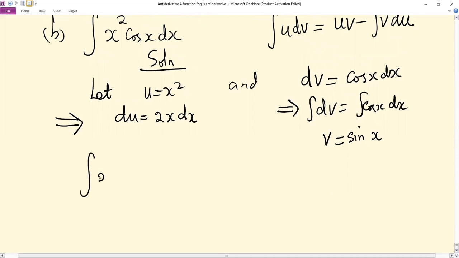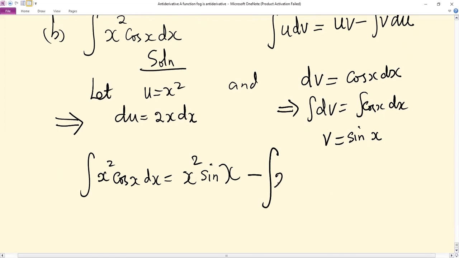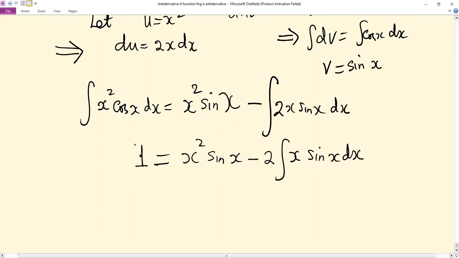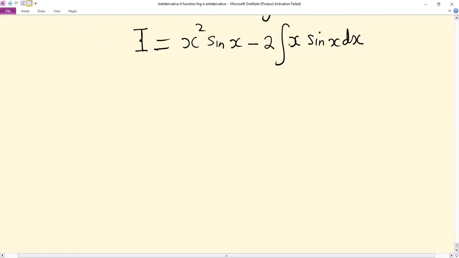So we'll have the integral of x squared cos x dx will be uv. U is this, so x squared. V is sine x, and then minus v du. So we have the integral, v is this, du, so we'll have 2x sine x dx, which can be written as x squared sine x minus, we factor out 2, the integral of x sine x dx. So let's call this one I, the integral of interest. So we see we have this other part here, the integral of x sine x dx. This also requires us to apply integration by parts.